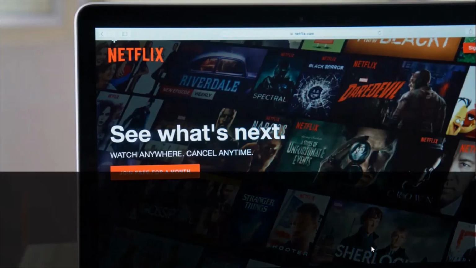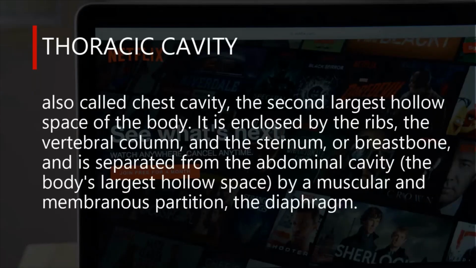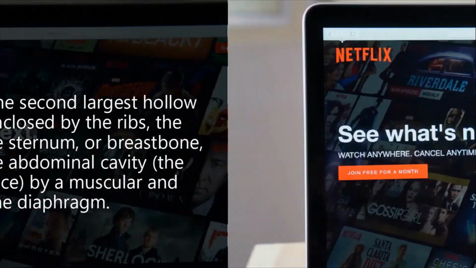The thoracic cavity. The thoracic cavity, also called the chest cavity, is the second largest hollow space of the body. It is enclosed by the ribs, the vertebral column, and the sternum, or breastbone, and is separated from the abdominal cavity, the body's largest hollow space, by a muscular and membranous partition, the diaphragm.